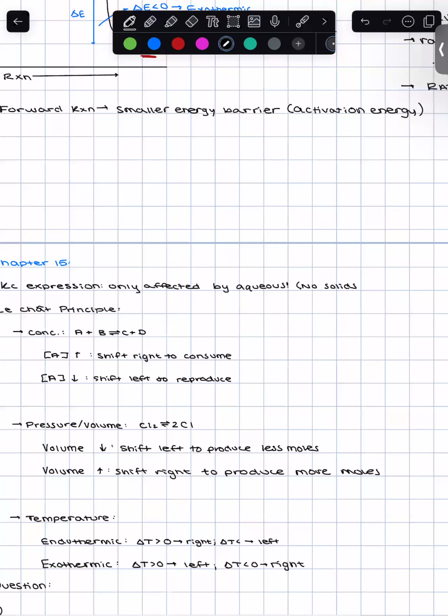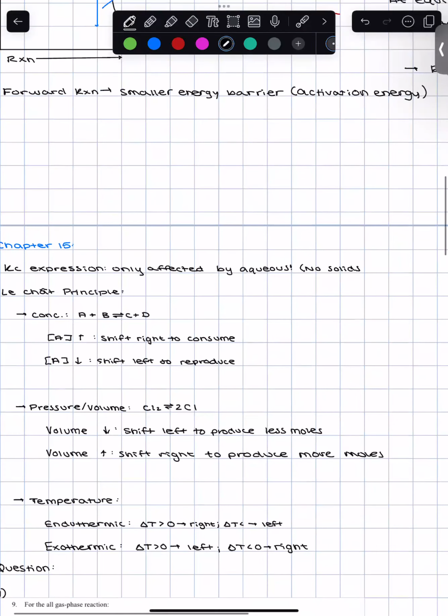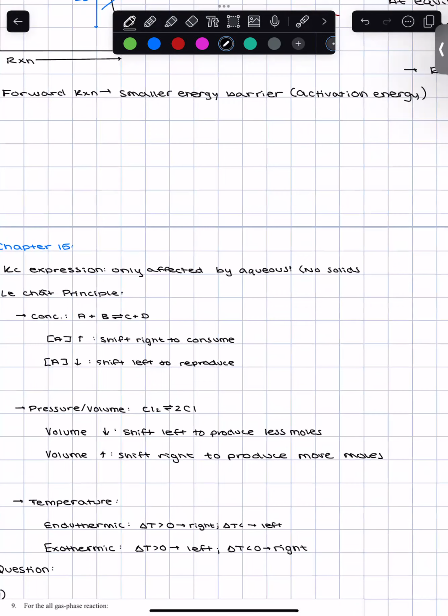The one we were struggling on in class was pressure and volume. With volume, remember that if we're decreasing the volume of the container, you are going to shift to produce fewer moles. So in this example I gave of molecular chlorine to monatomic chlorine, decreasing the volume, it's going to shift left to produce fewer moles of chlorine. It's producing 1 instead of 2. However, if you increase the volume, you're going to shift right to produce more moles.